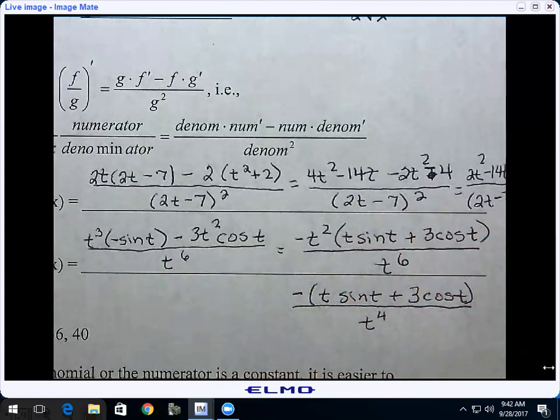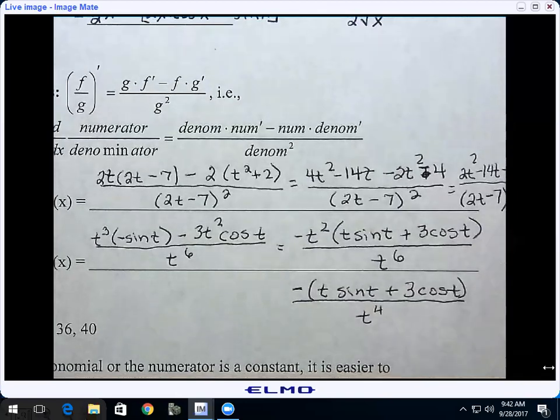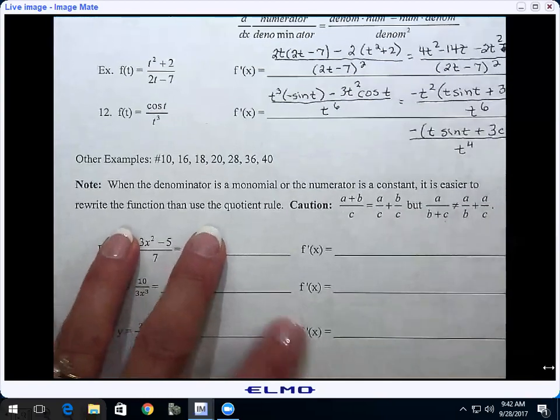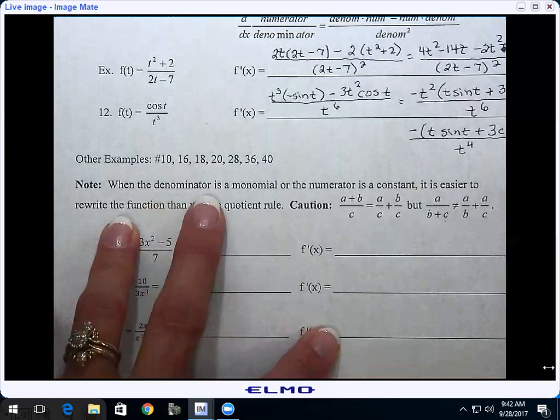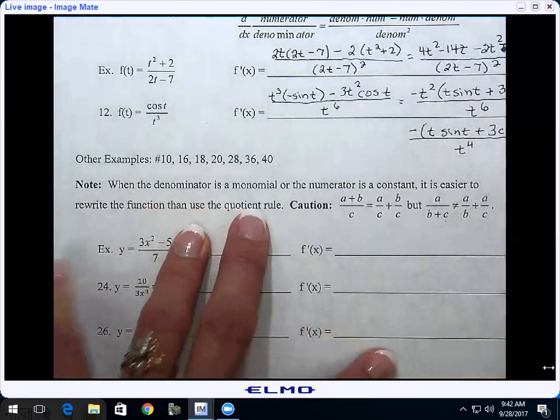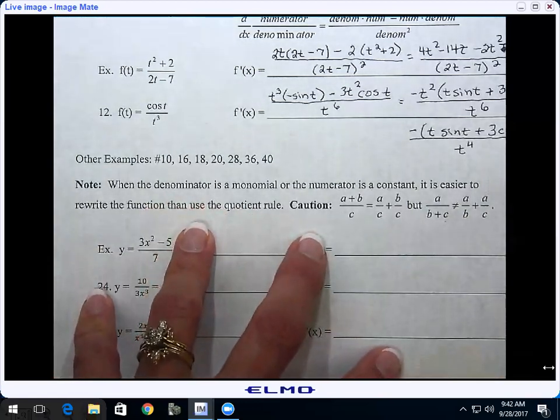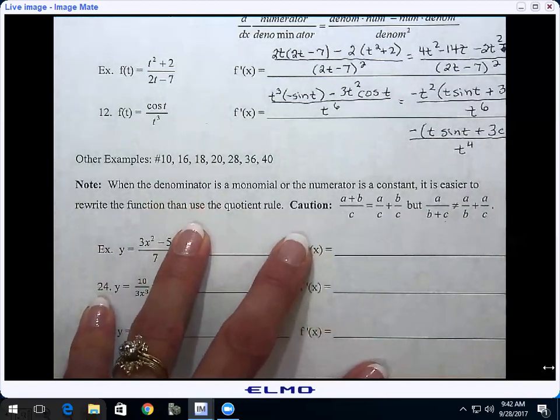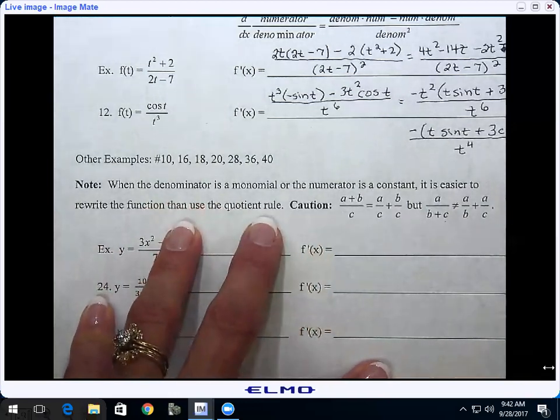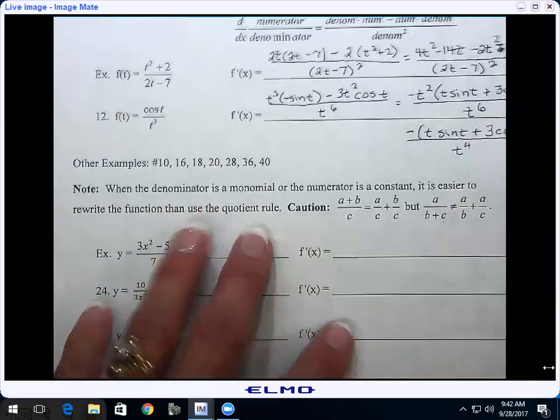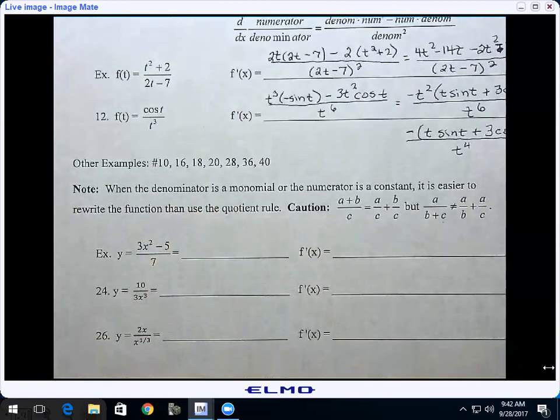There are times, though, that it is easier to rewrite the function than use the quotient rule. Let me give you a guideline for when it's easier to rewrite than use the quotient rule. You need to remember these two ideas right here. When the denominator is a monomial or the numerator is a constant, those are two times that it's easier to rewrite the function than use the quotient rule. Just be careful not to do anything illegal with fractions.